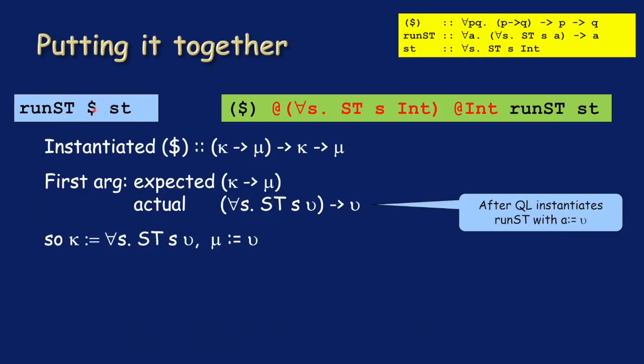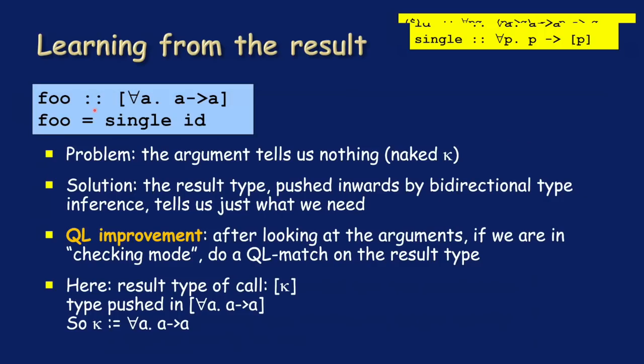The last point I want to make is that I've spoken intuitively about getting information out of the argument. I also want to get information out of the result. So here is foo, which is defined to be single applied to ID. Now foo, I gave a type signature to, right?